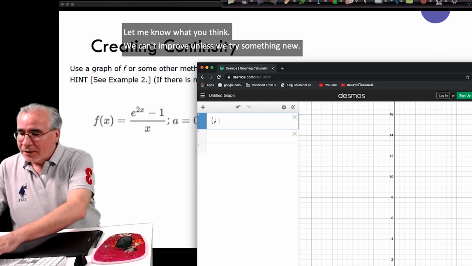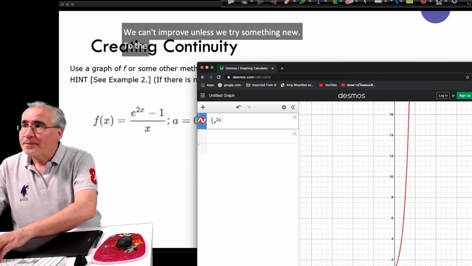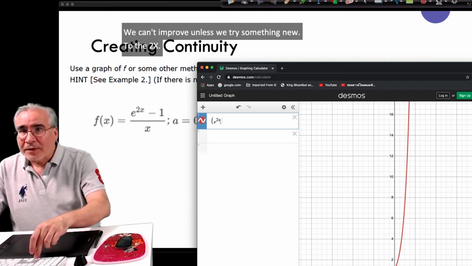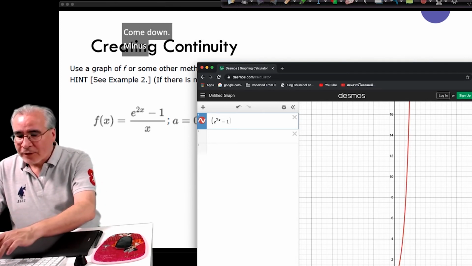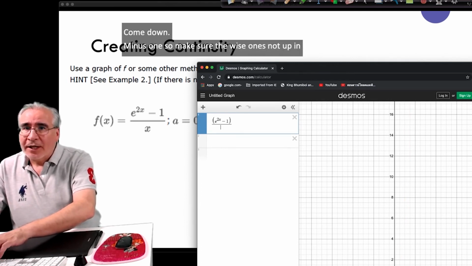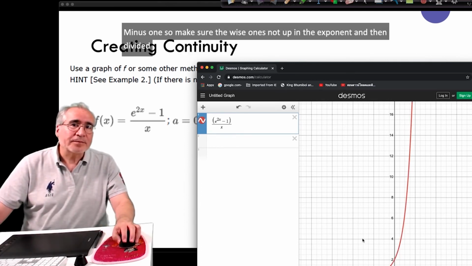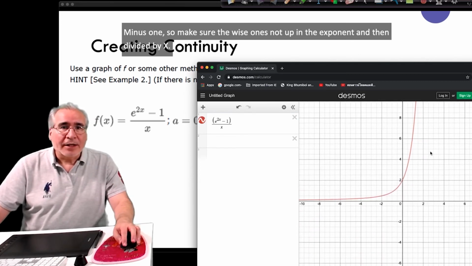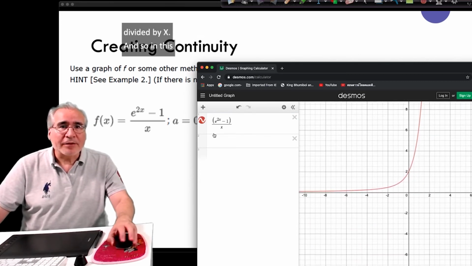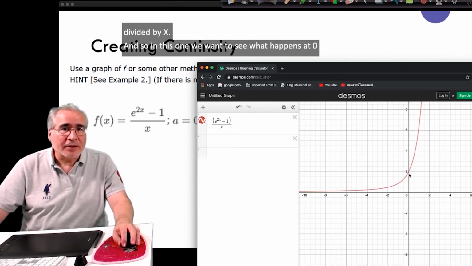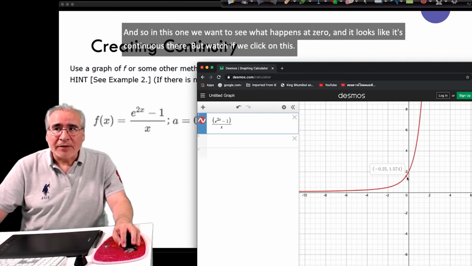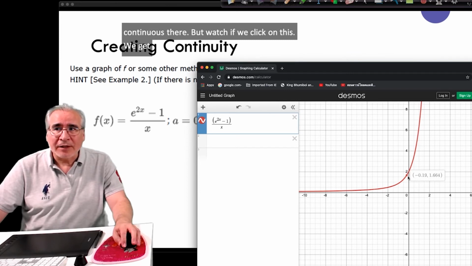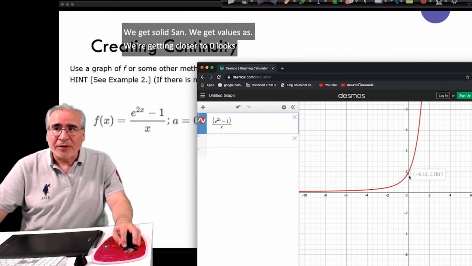e to the 2x minus 1. So make sure the minus 1's not up in the exponent, and then divided by x. Okay. And on this one, we want to see what happens at 0. And hey, it looks like it's continuous there. But watch, if we click on this, we get solids and we get values as we're getting closer to 0. It looks like we're getting closer to 2.